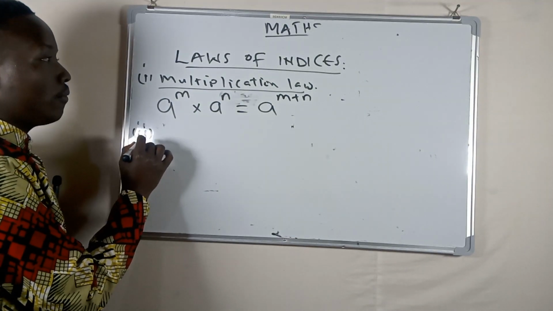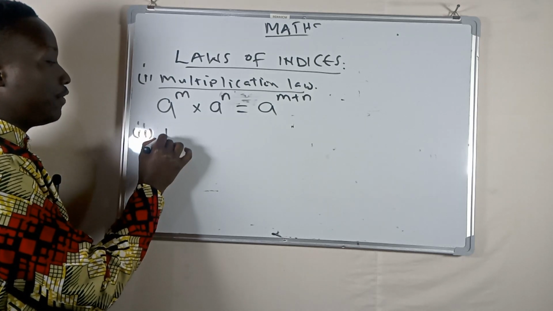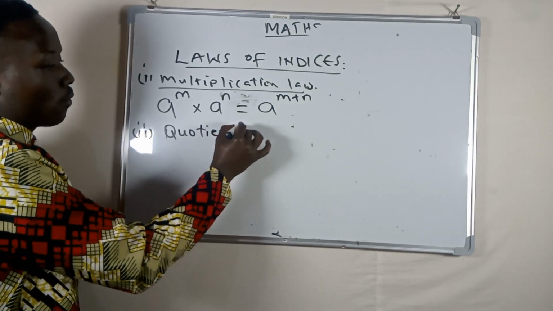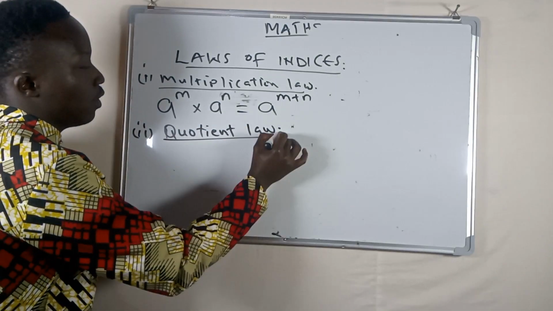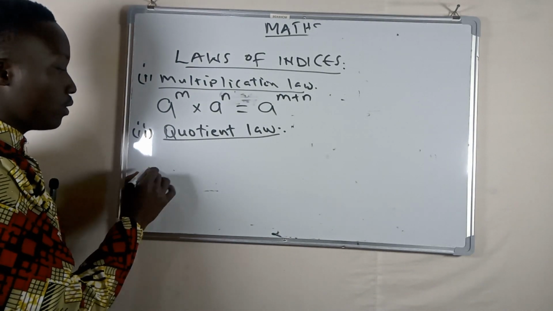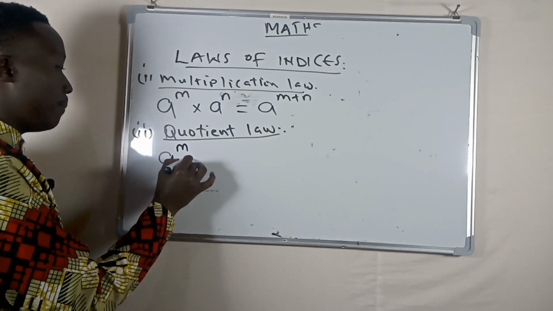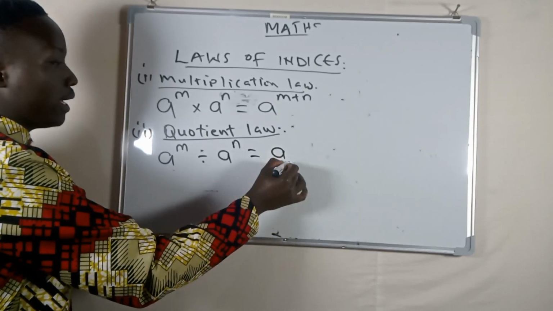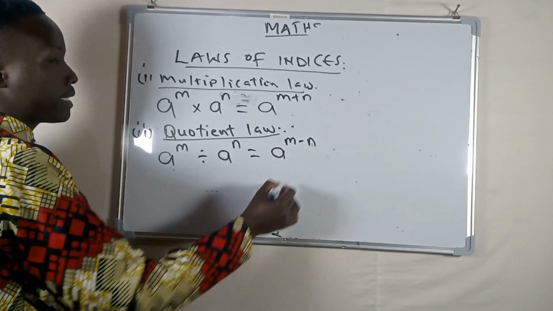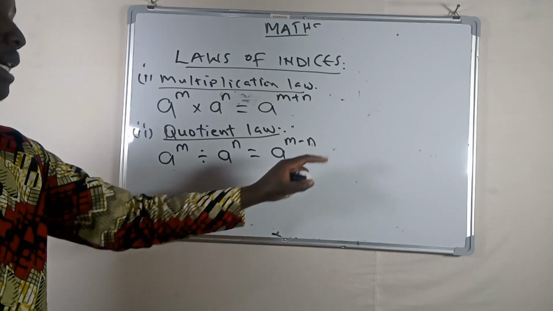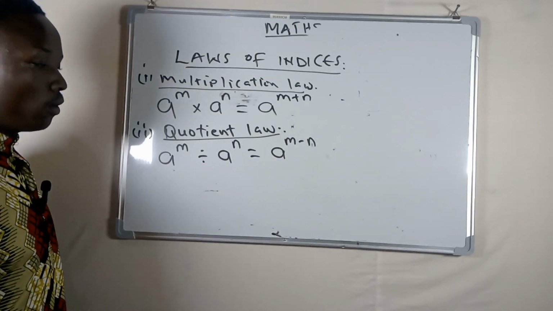Our second rule is the division rule, or what we call the quotient rule. The quotient rule states that a to power m divided by a to power n is equal to a to power m minus n. So the base remains the same, and we subtract the powers. That is the second rule.